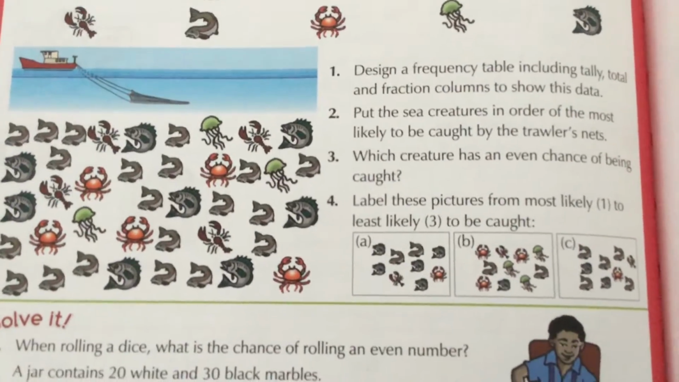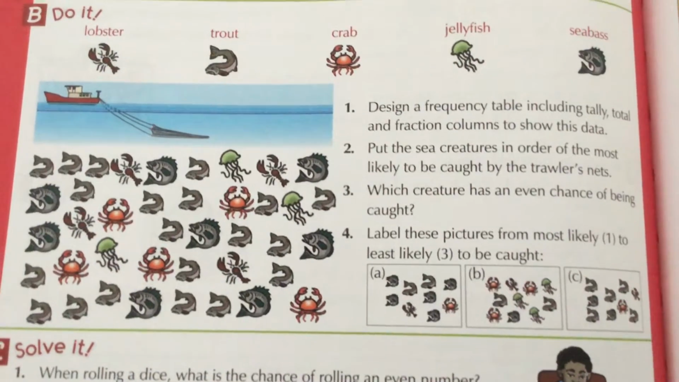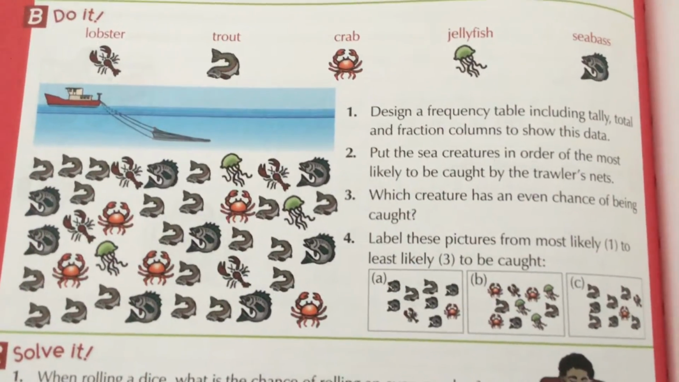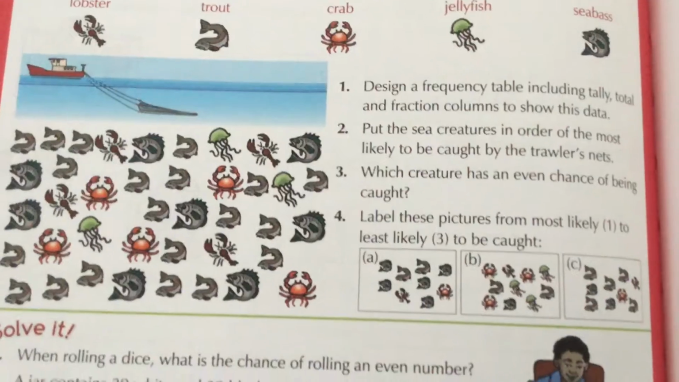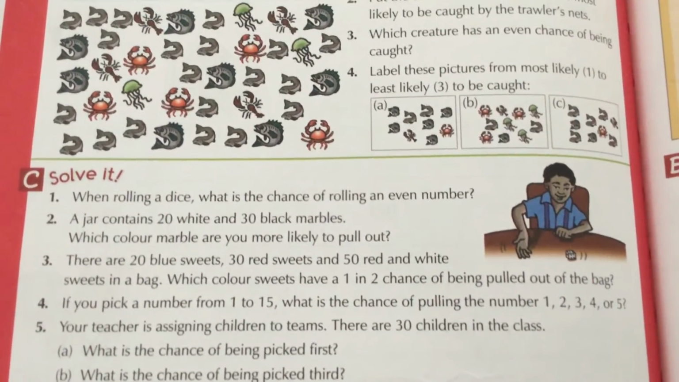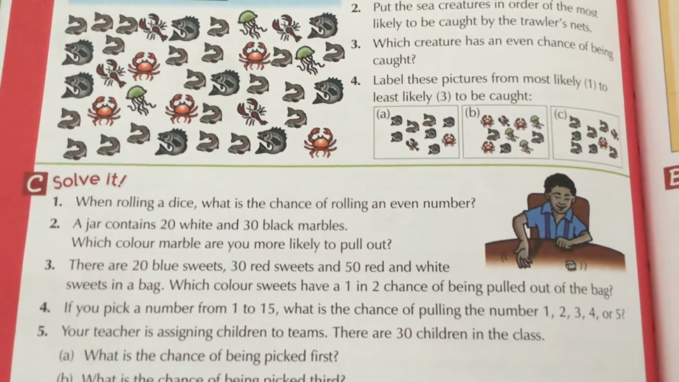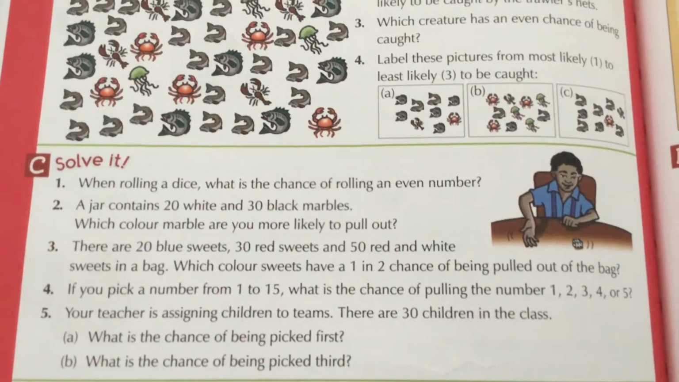And remember guys, when you're expressing something, you have to put the number out of the total number possible. That is the clue. Then solve it. When rolling a dice, what is the chance of rolling an even number? Remember, 1, 3, 5, 2, 4, 6. Odd, even numbers. So, and how many numbers in total?